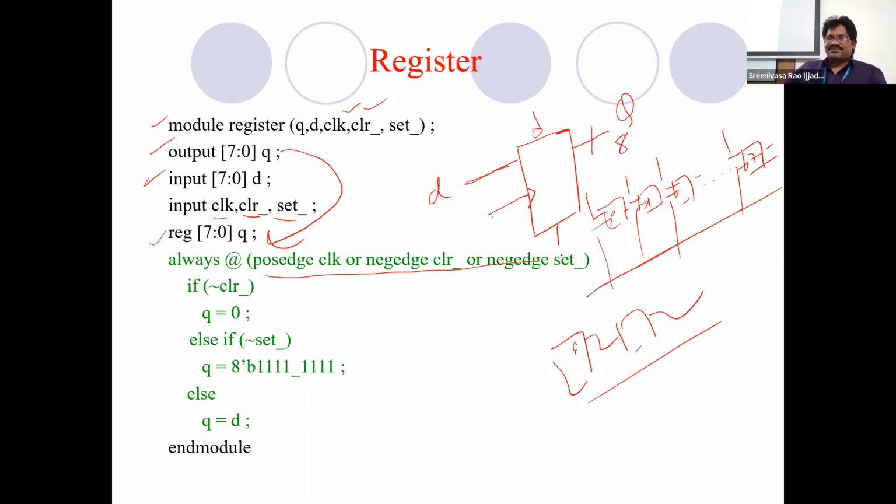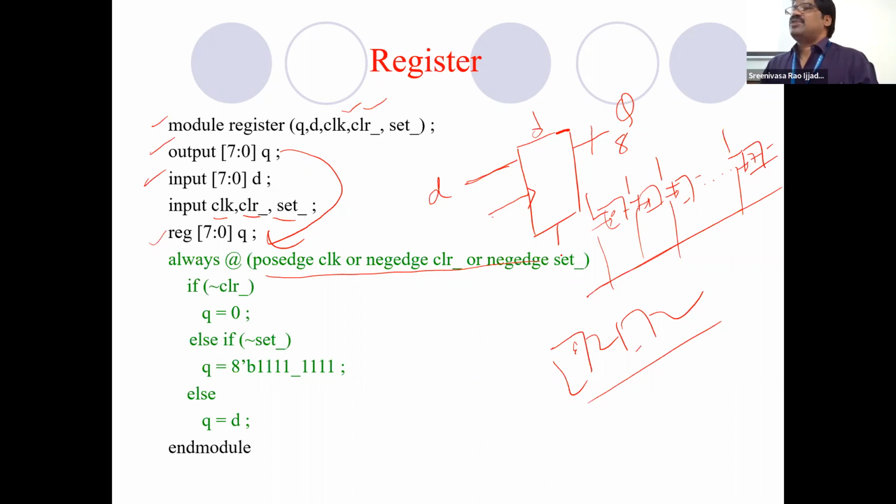Else if set: suppose the first if statement failed, that is, it is not 0, it is 1. Clear bar is 1, which means there is no clearing action. Now check the set condition. Else if negation of set bar is 1, meaning set bar is 0, negation means 1. Then you have to write Q is equal to all 1s, setting all the outputs to 1. Else, suppose the clear is not working and set is not working, then Q is equal to D.